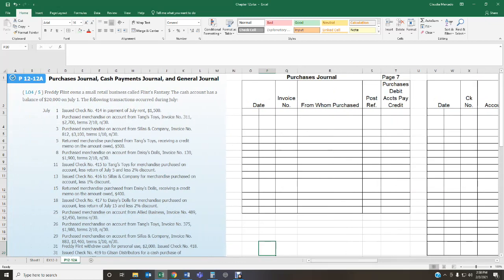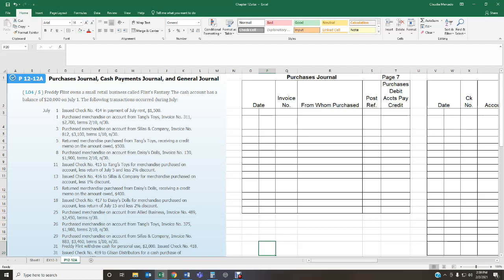Let's see what happened. Okay, so it says on July the 1st, we issued check number 414 in payment of the July rent, $1,500. So here's where you have to talk to yourself and say, well, what's going on here? Okay, we've got three different journals: purchases journal, cash payments journal, and the general journal. On your purchases journal, you're going to record all of your purchase transactions. When you make a purchase, you record it on the purchases journal. Cash payments is exactly what it says. When you make a payment with cash, you use the cash payments journal. It keeps track of all of your cash payments.